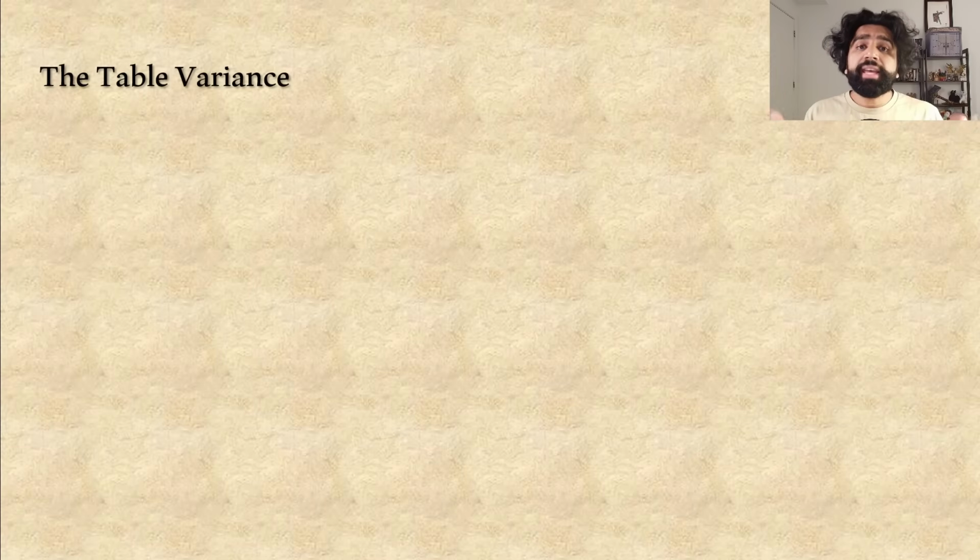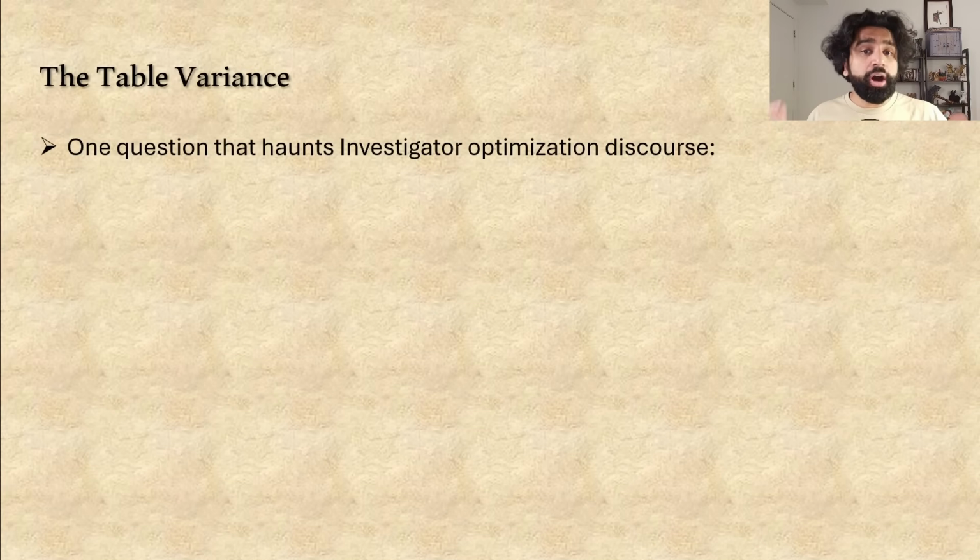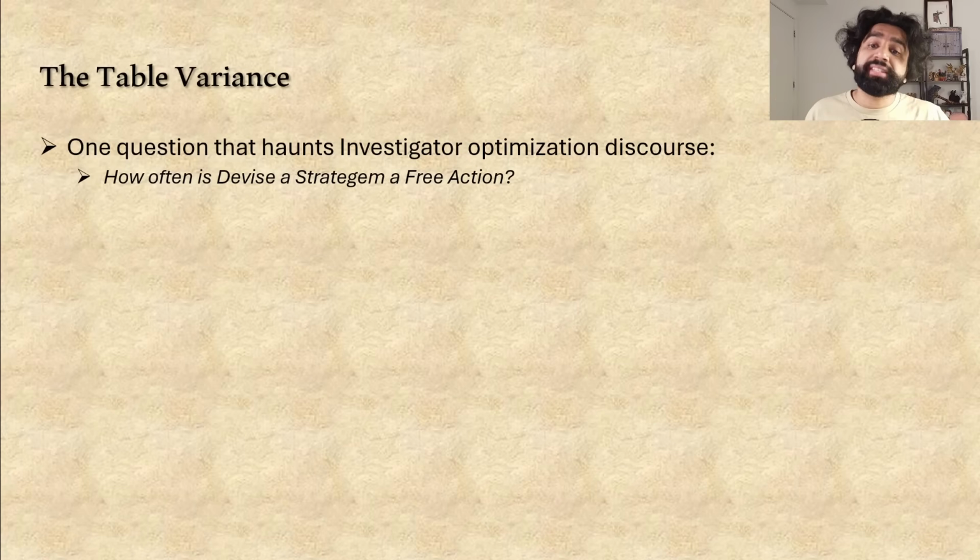And finally, there is one more important factor to address when talking about Devise a Stratagem, a question that haunts investigator optimization discourse everywhere I have seen. How frequently is Devise a Stratagem going to be a free action for you? Setting aside, of course, Person of Interest, which is objectively codified and will enable a free action when you use it, there is another way to get Devise as a free action.